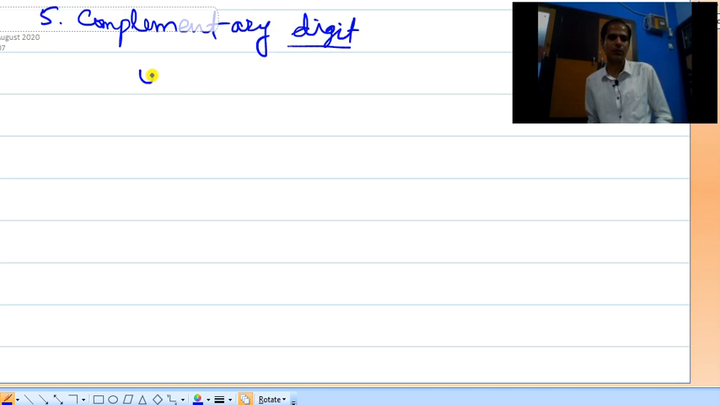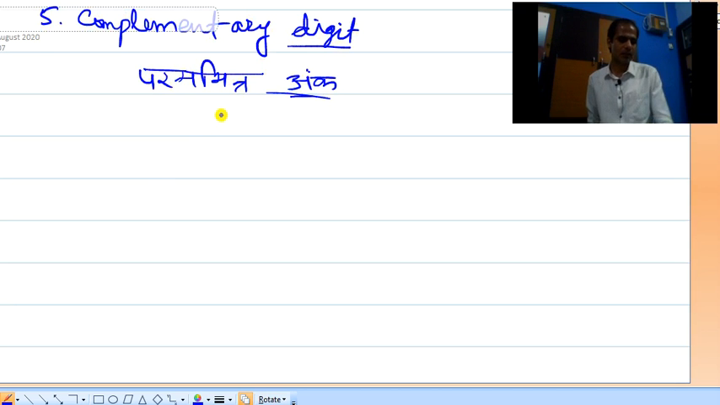Okay, Param Mitra Ank. It's a very interesting name. Param Mitra Ank means if the sum of a digit or number is equal to 10, then the number or digit plus complementary digit is equal to 10. This definition is given on page number 28.